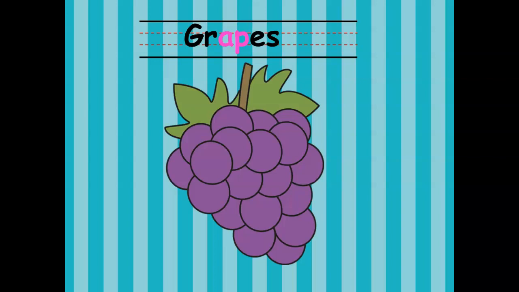Okay, so grapes, cereals, chart, food pyramid. What are the colors of these grapes? We have purple and green. Purple and green. Okay, so grapes, cereals, chart, food pyramid.